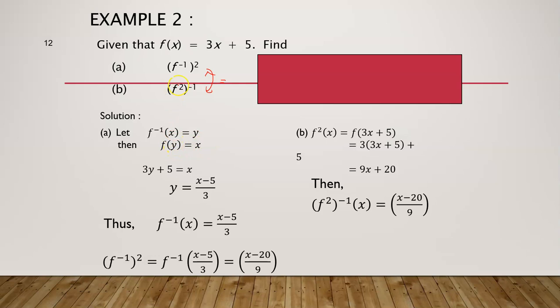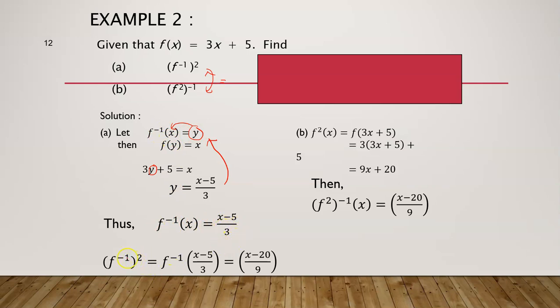Now use the formula here, given the function f(x) equals 3x plus 5. Now your x becomes y, so it will be 3y plus 5 equals x. Since you already let y equal the inverse of f, we have to make sure this y is by itself on the left hand side. So we bring everything to the right hand side. After that you have y equals x minus 5 over 3. Then you just change it: y equals f inverse x, so f inverse x equals x minus 5 over 3.